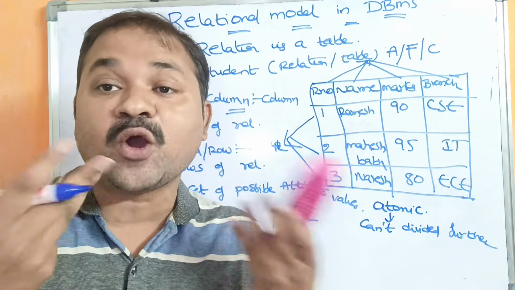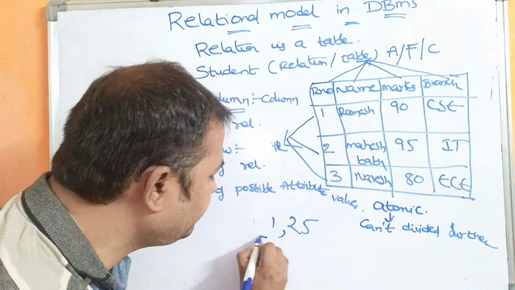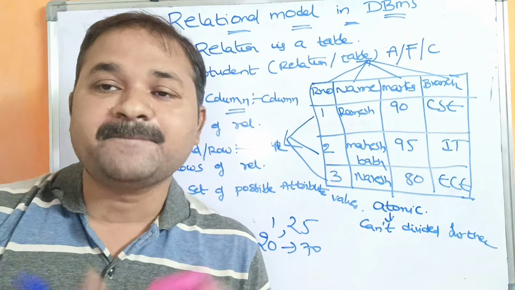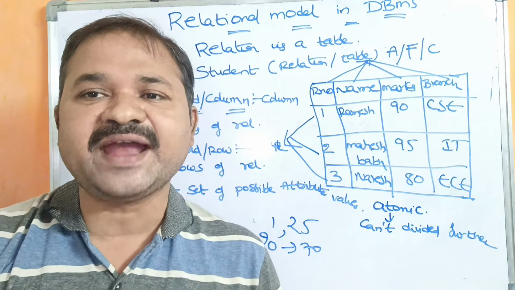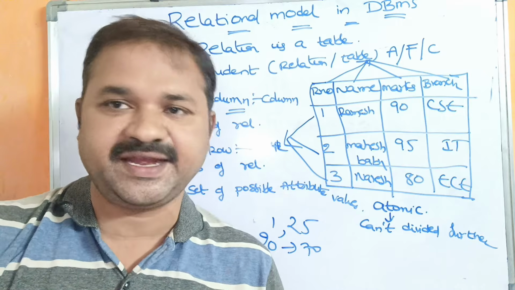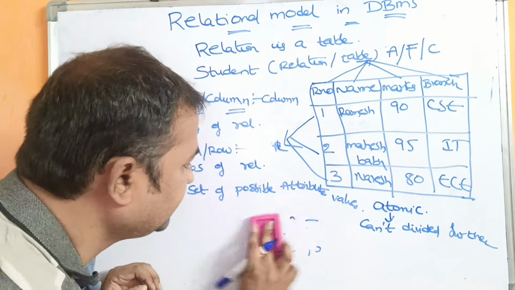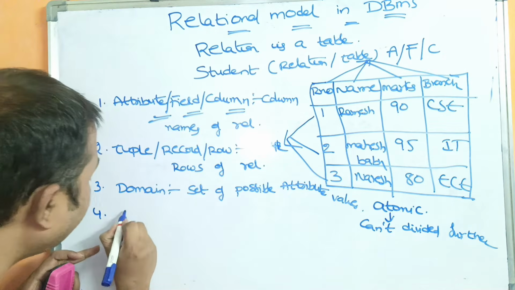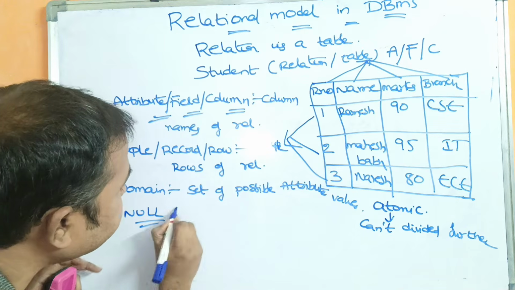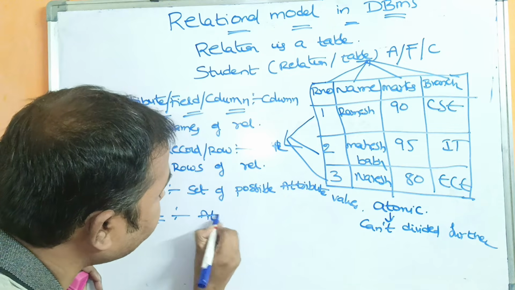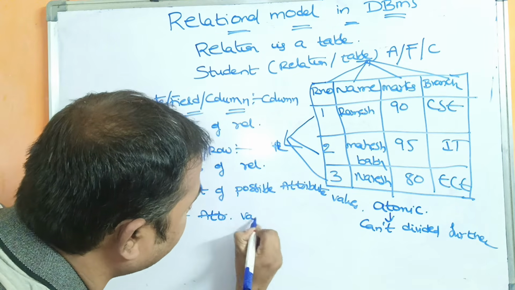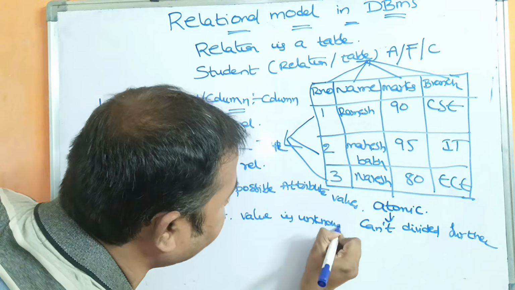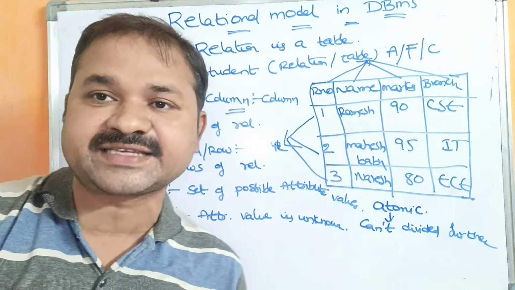If you take employee ages, they may range from 20 to 70. If you take marital status, the possible attribute values are either married or unmarried. Those are the attribute values. The next one is null. Null means the attribute value is unknown. If you don't know the attribute value, then we can say that it is null.